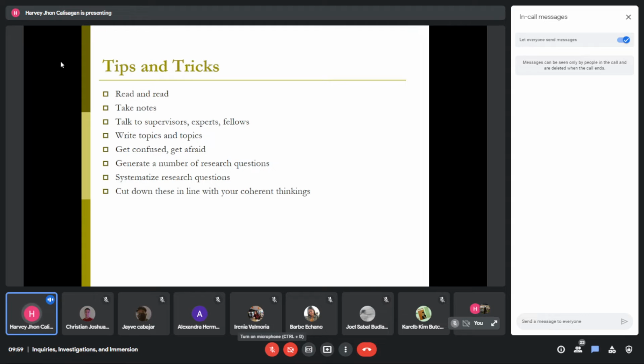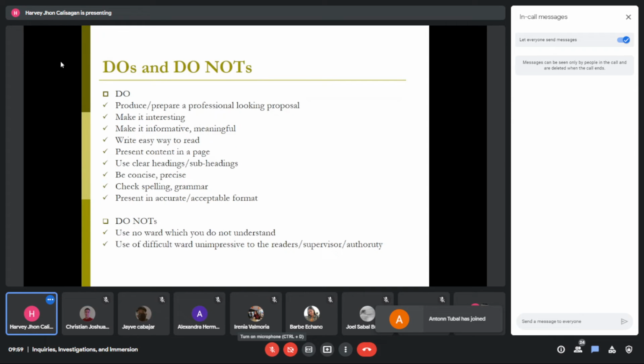Okay? It's not acceptable to just download questions that are the same as those provided for your research, that is copying. Okay? And then systematize the research questions. Okay? And then cut these down in line with your coherent thinking. It's a very good advice, no? Align this with your coherent thinking. So you are asked to be a coherent thinker rather than an imaginative thinker. That's all, those are the advices.